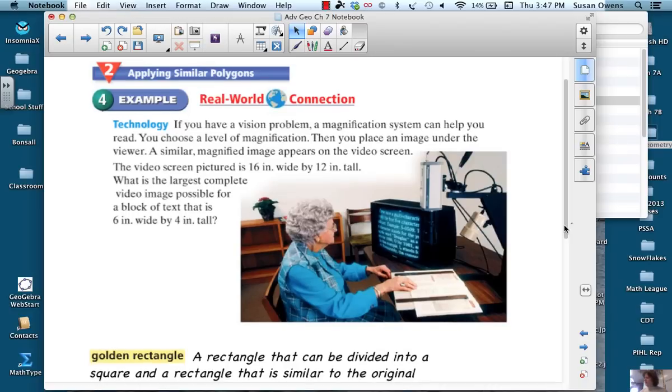So this problem I do want to do in class, so remind me if I forget. It deals with a magnification system. So what it's asking is the video screen picture is 16 inches by 12 inches tall. What's the largest complete video image possible for a block of text that is 4 inches by 6 inches? So what they're saying is how big could I make this appear on the screen so that it fully appears on the screen? There might be a little extra left over where there's nothing written, but I can't have it go off the screen. So what we want to look at is to see if these are similar, and if they're not similar, then we have to make it so that it fits on the screen. And we'll do that one in class.